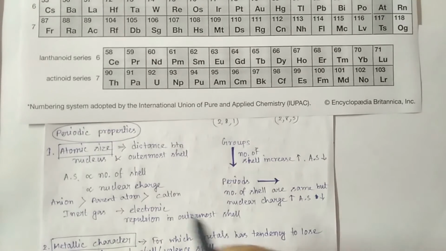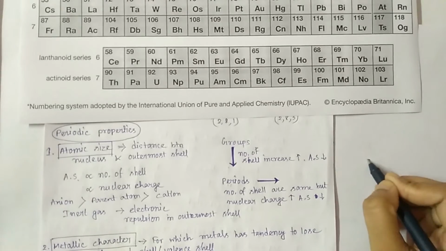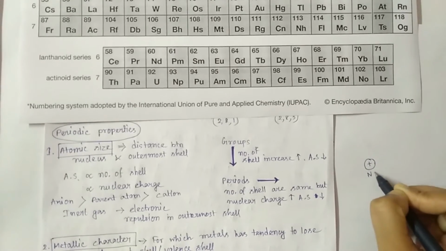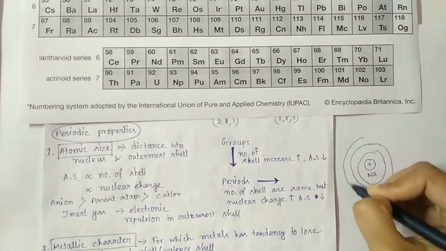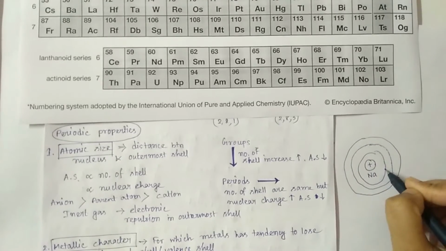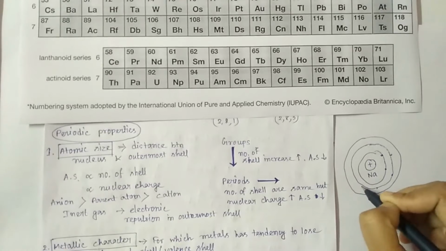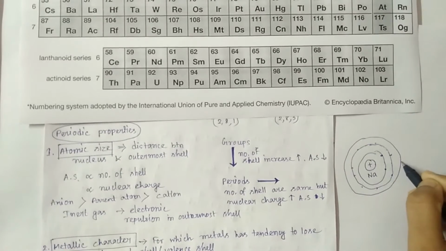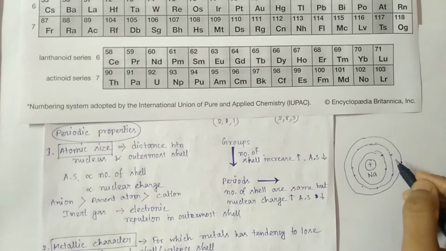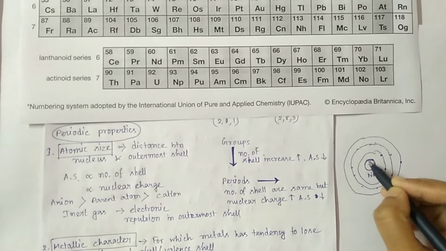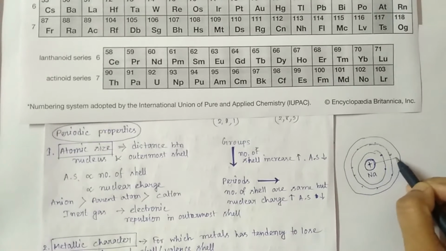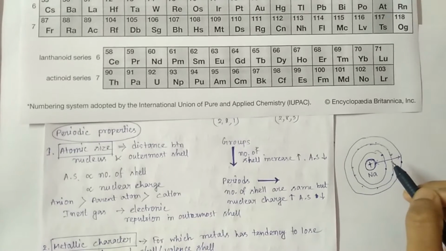Atomic size is the distance between the nucleus and the outermost shell. For example, this is your sodium, and sodium has 3 shells. The first shell has 2 electrons, the second has 8 electrons, and the third has 1 electron. So the distance from the center of the nucleus of sodium to the outermost shell, the one that holds only 1 electron, is called its atomic size.